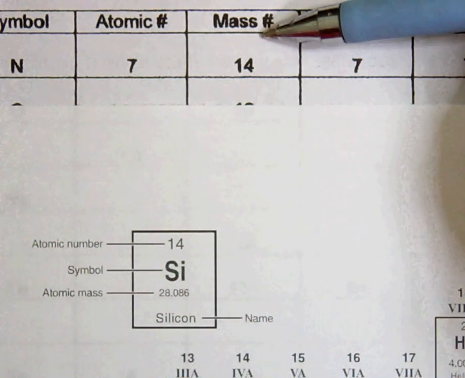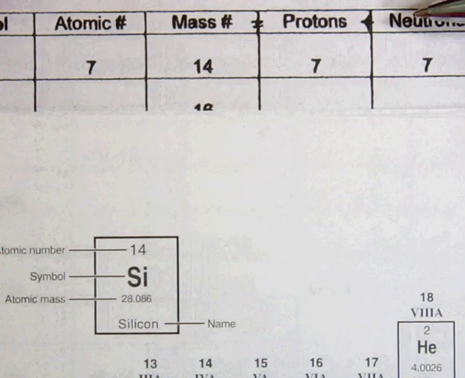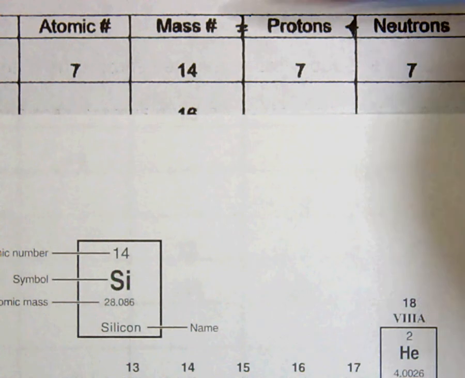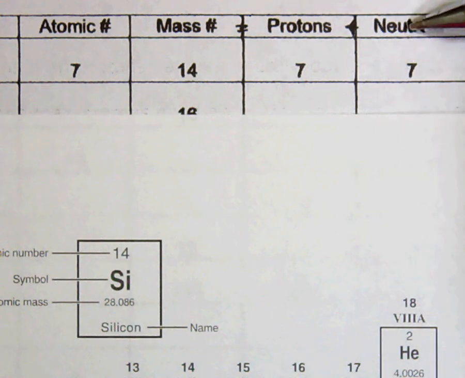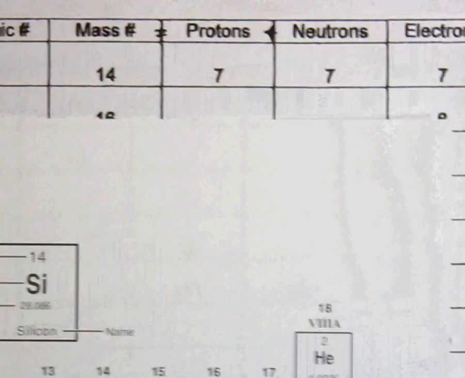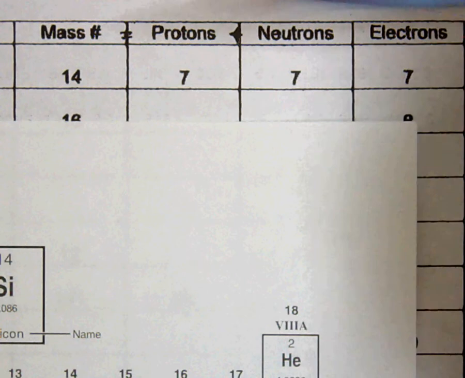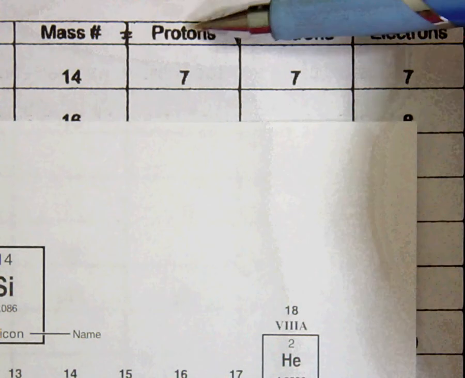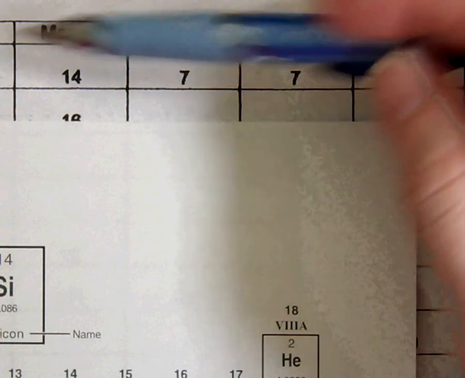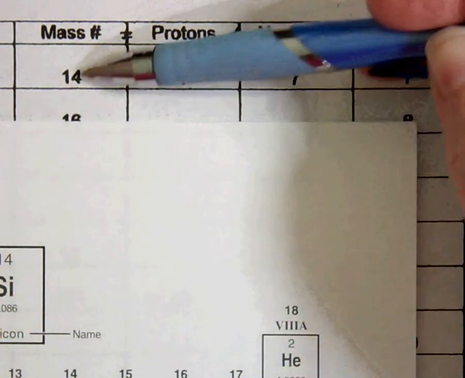Now the mass number, as you can see here, there's a little equal sign and a plus, because the mass number is equal to the protons plus the neutrons. Protons and neutrons are the parts of the atom in the nucleus that are large enough to add to this mass number. Electrons, which are going to be over here on the right hand side, are so small that they don't add to this mass. So we need our protons and neutrons to add up to 14. In this case, we know 7 are protons because the atomic number is 7. So 7 plus 7 equals 14.